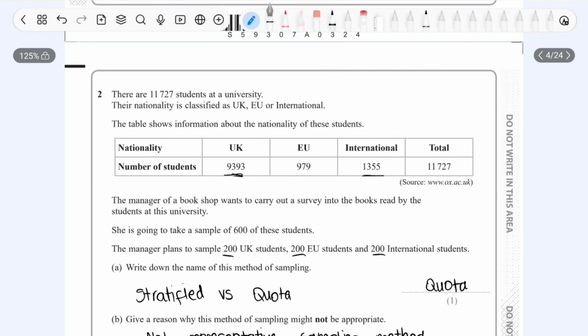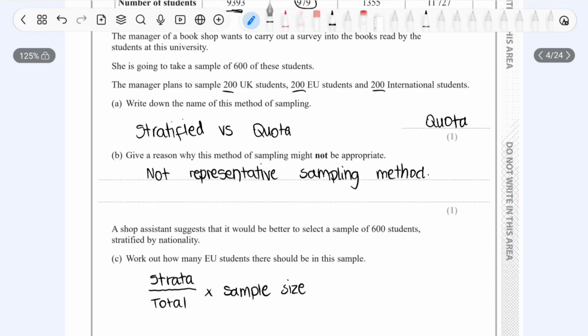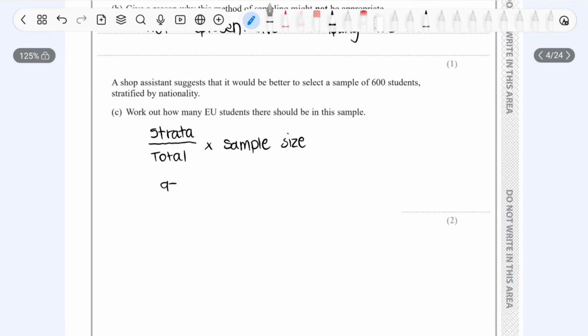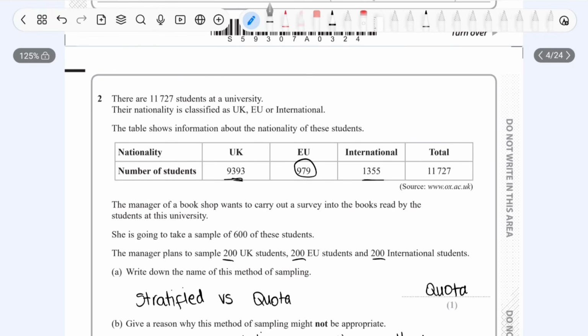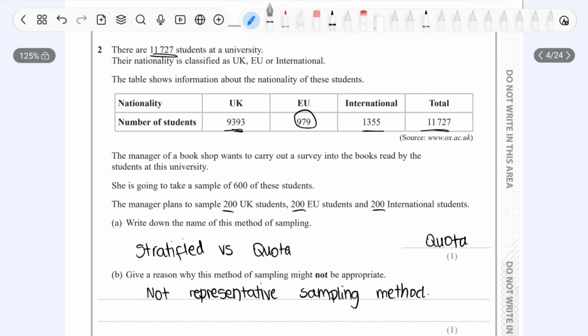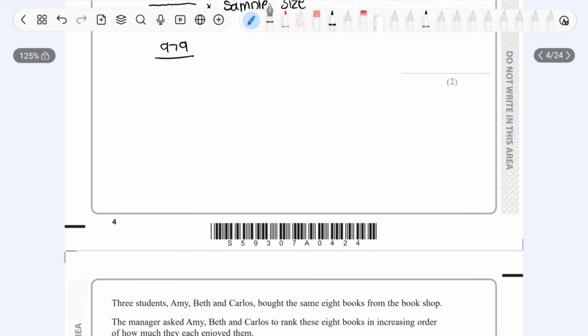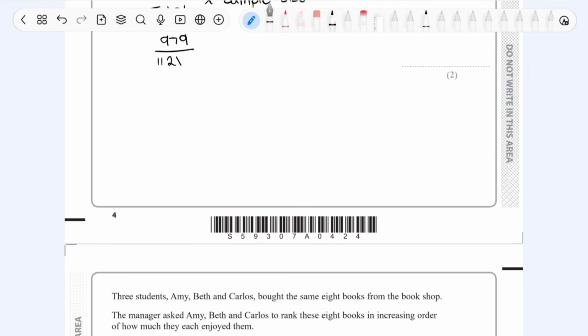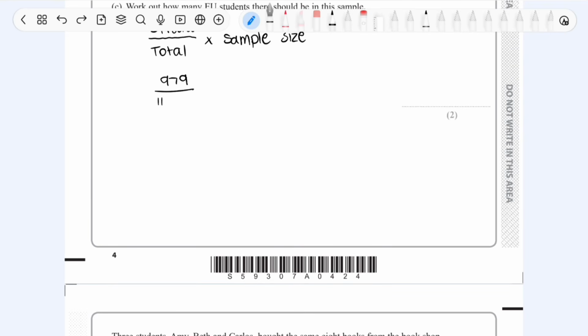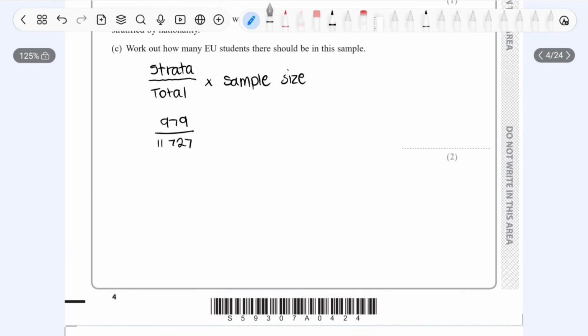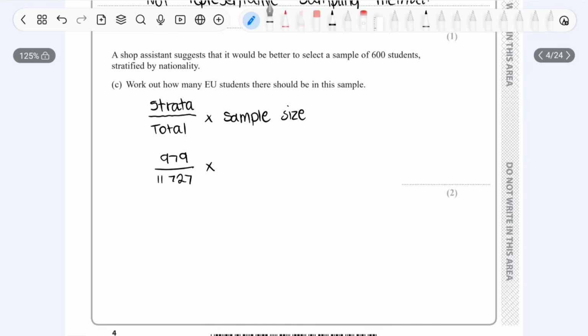So if we look at the EU students, that's this one here, we get 979. That's our strata. And then the total, the question says here, is 11,727. And then we use our sample size, which is given by the question again, which is 600. So we need to put this into the calculator. Now feel free to just put this in.